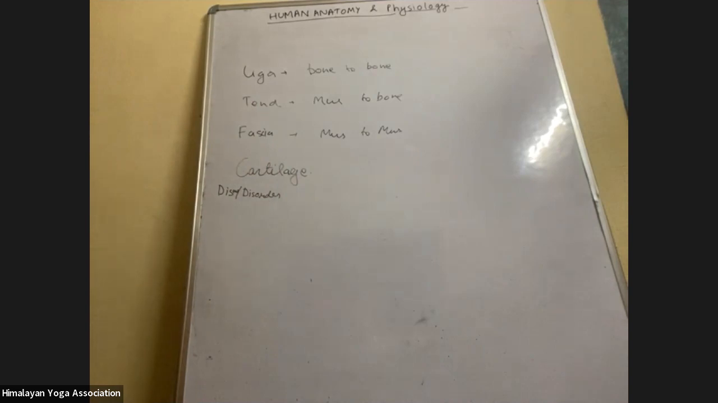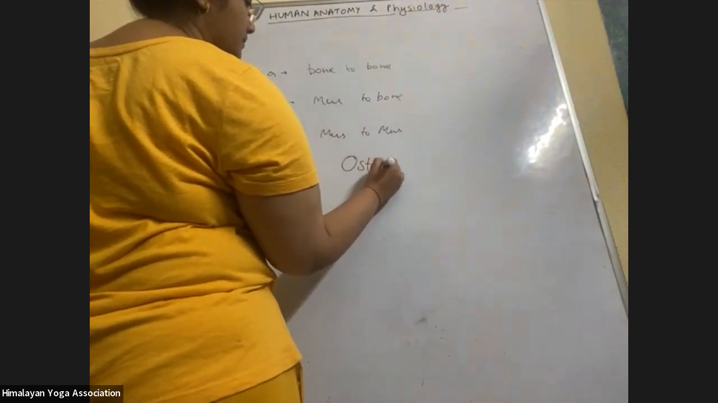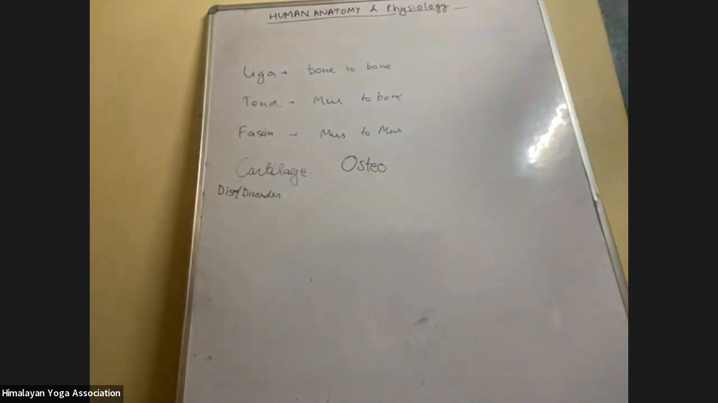Then we have osteosarcoma. What is osteosarcoma? Cancer in the bone. Wherever you see this word osteo, it's related to bone. What is osteoporosis? The bone density is reduced. Why? Because of lack of calcium. So when there is not enough calcium in the bone, it causes osteoporosis.